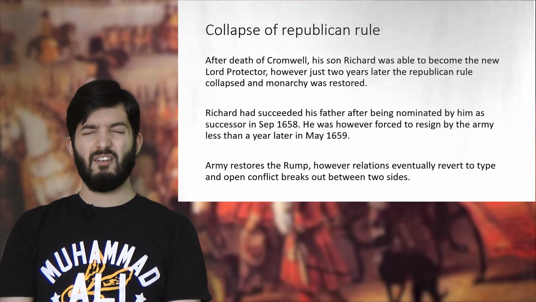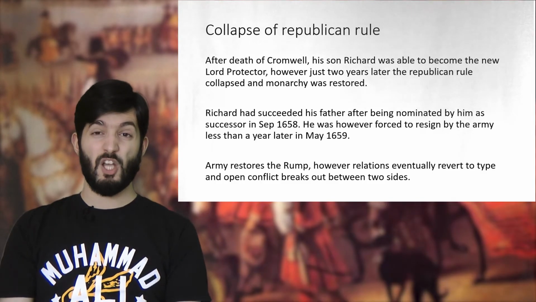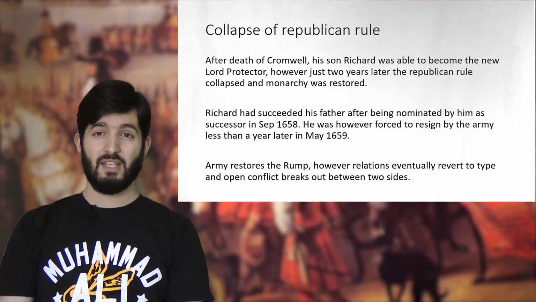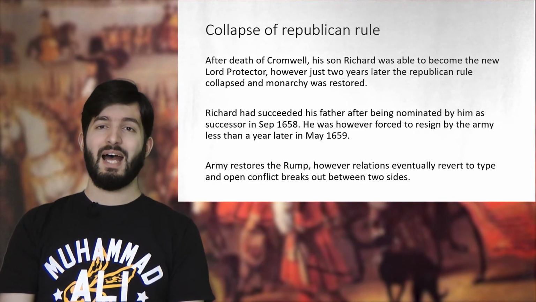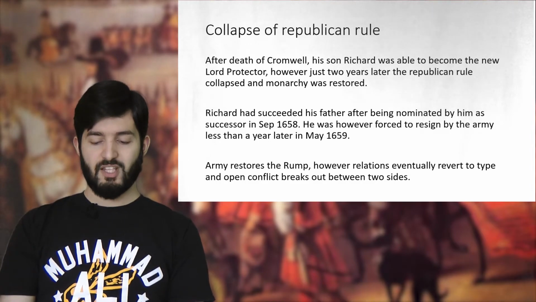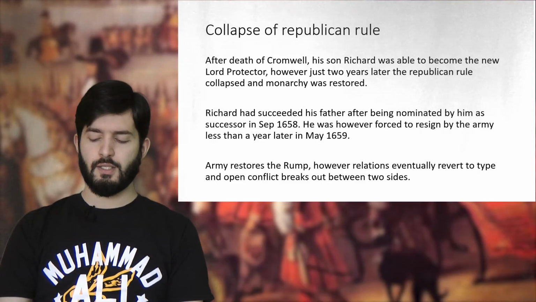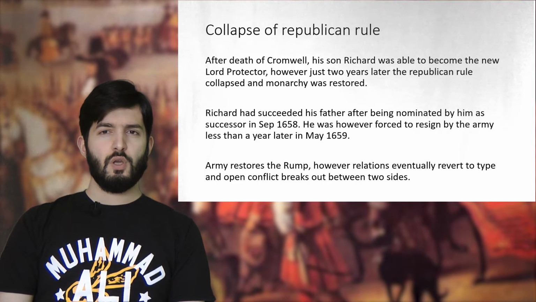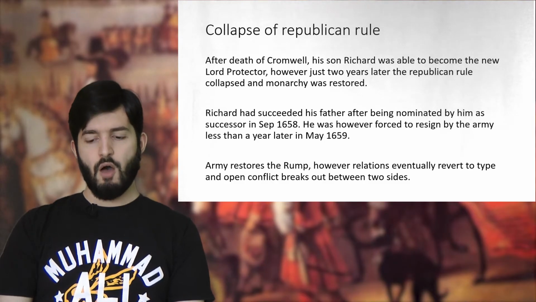But their relations eventually revert back to type, in other words, hostility. The Rump basically don't learn from their lessons and set about very quickly antagonizing the army once more. And so open conflict very soon breaks out between those two sides. And so Republican rule, as I say, collapses very quickly afterwards.